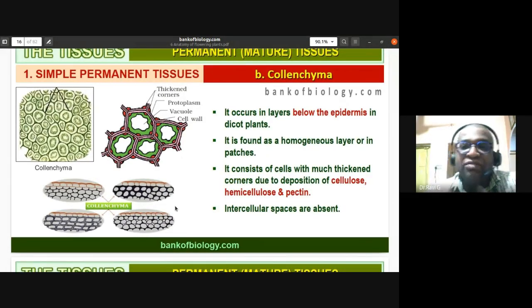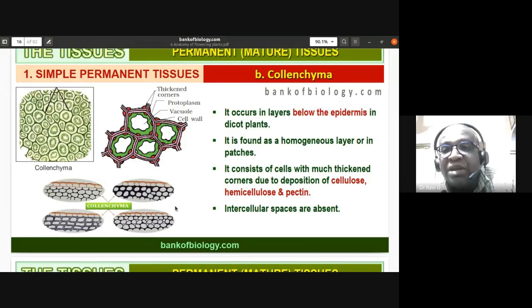The first thing that you have to write whenever you are asked about collenchyma is, it is a simple permanent tissue. It occurs in layers. It is found in the hypodermal region of dicot plants. It occurs in layers below the epidermis in dicot plants. It is found as a homogeneous layer or in patches. Okay, it consists of cells with much thickened corners due to deposition of pectin especially. So their primary layer of cell wall has uneven deposition of pectin along with cellulose and hemicellulose.